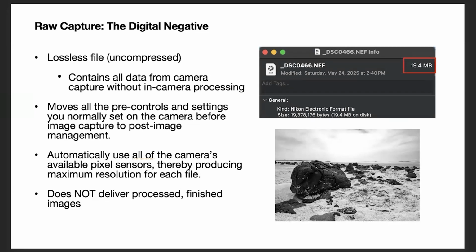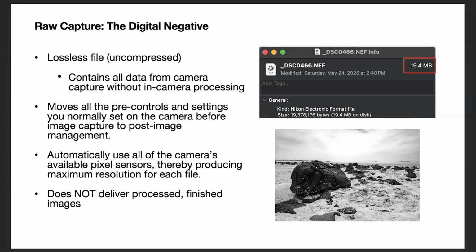The next file type we deal with in our camera is called RAW files, and it's known as raw capture and called the digital negative. It's called the digital negative because it is comparing it to analog film photography, where you would actually produce negatives and create prints out of them. Here, it's a lossless file.